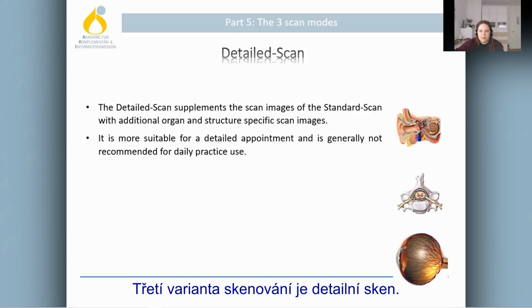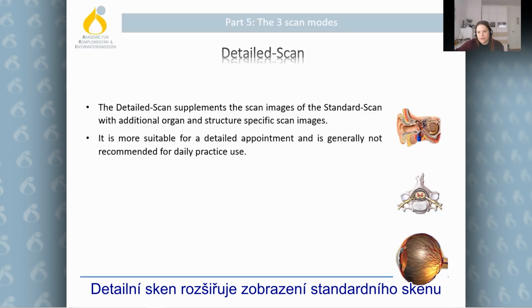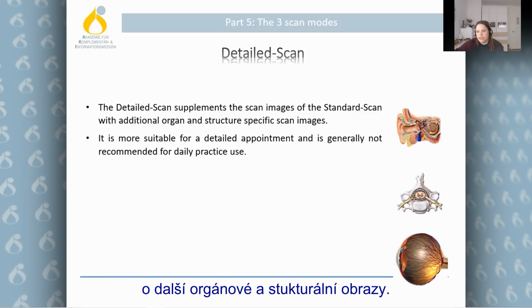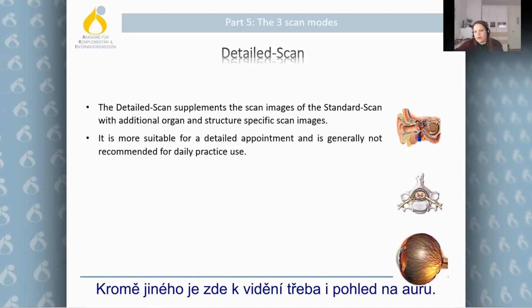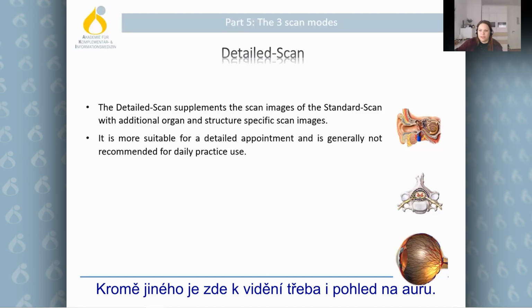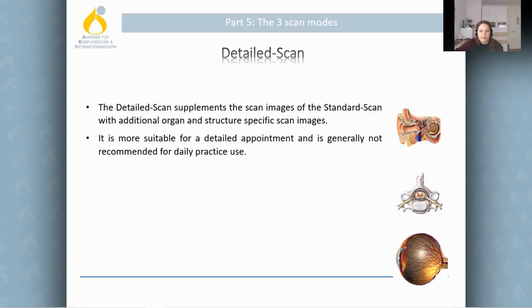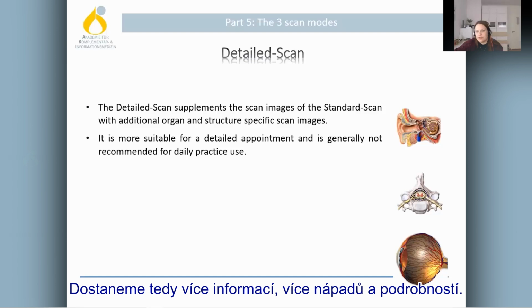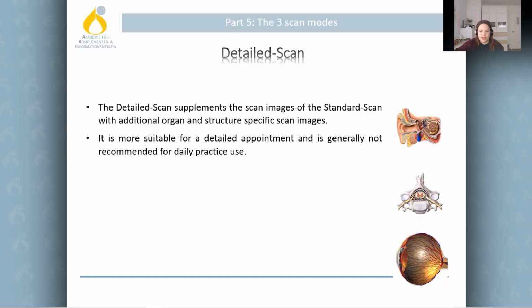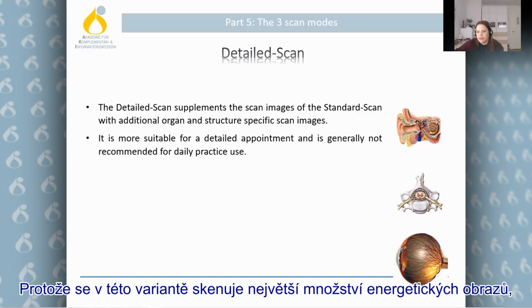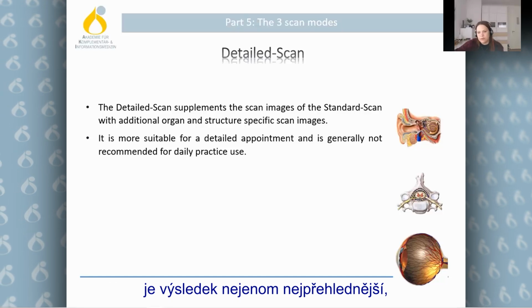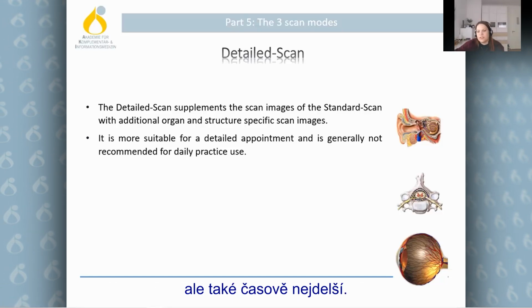And the third scan mode is the detailed scan. The detailed scan supplements the scan images of the standard scan with additional organ and structure-specific scan images. For example, the aura view is also available in this scan mode. So you have more options to see the scan more specifically. As part of this, further energetic structures are scanned and evaluated, of course. Therefore, this scan is not only the most comprehensive, but also the most time-consuming.